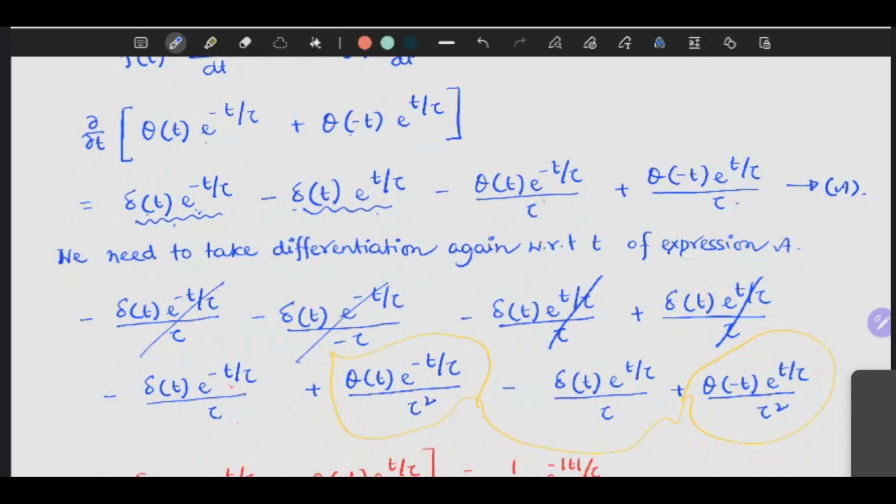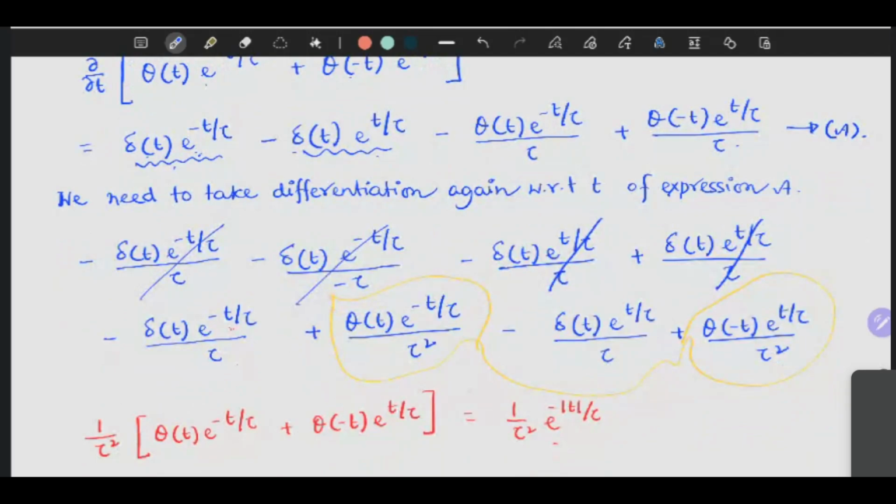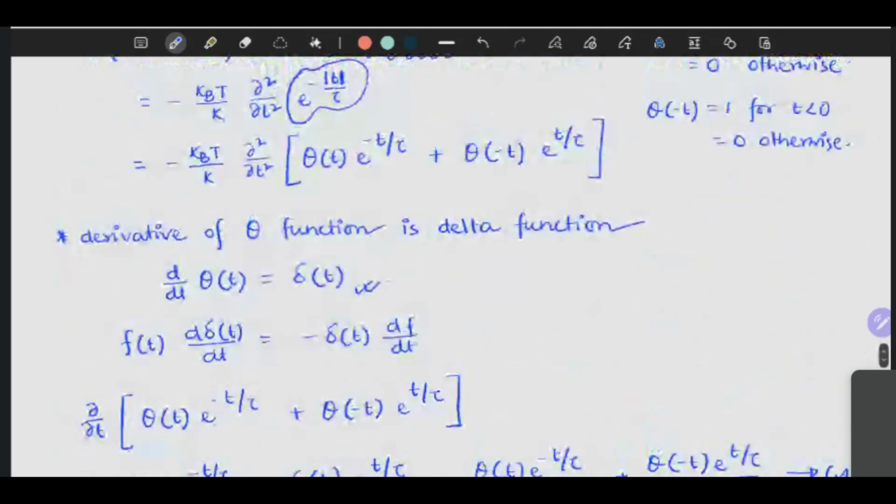And for this, for the first time if you differentiate theta t, it becomes delta t, so delta t and e to the power minus t by tau. In the next term e to the power minus t by tau, there will be e to the power minus t by tau times 1 by tau, so there will be minus minus plus, so tau square. Similarly here this will be theta minus t e to the power t by tau square. So we club them together here. So this function can then be written as 1 by tau square e to the power minus mod t by tau. Now there is one minus kBT by k prefactor.